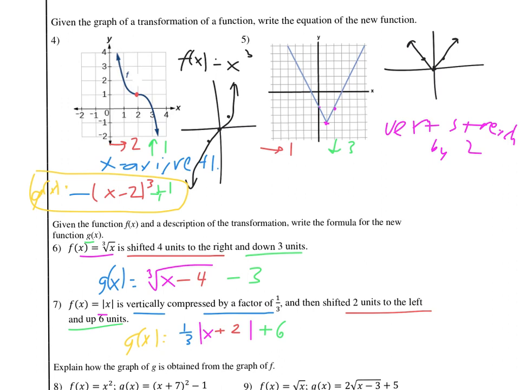So I'm going to label my function now g of x equals. And then we're going to have our absolute value in here. But I have to move it to the right 1, so I'm going to go minus 1 inside the absolute value. And then for the down 3, we're going to subtract 3. And then we'll vertically stretch it by 2 by multiplying by 2.